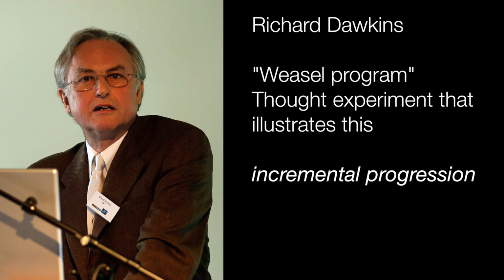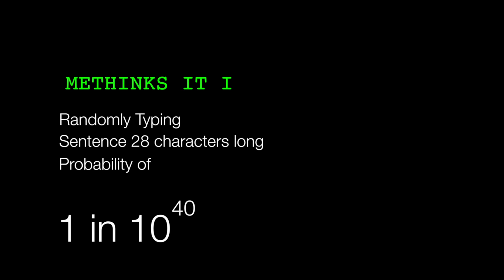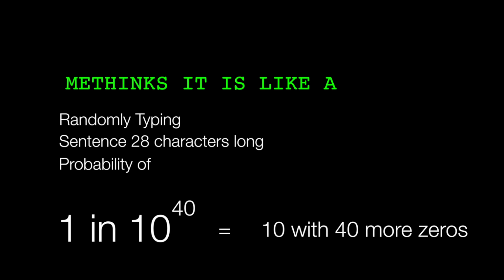Richard Dawkins, an evolutionary biologist, came up with a thought experiment called the Weasel program that illustrates this incremental progression. Imagine you were randomly typing in a computer a sentence 28 characters long. The probability of generating a specific sentence is 1 in 10 raised to the power of 40. That's 10 with 40 more zeros.